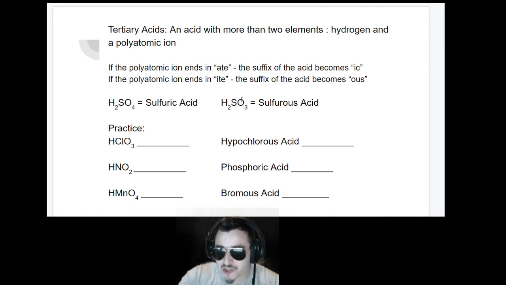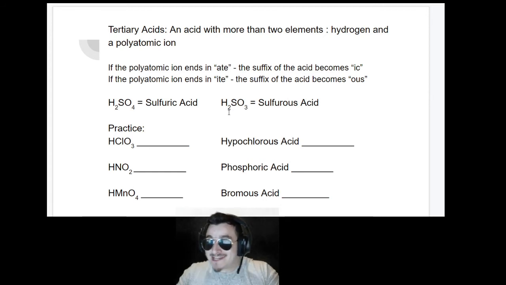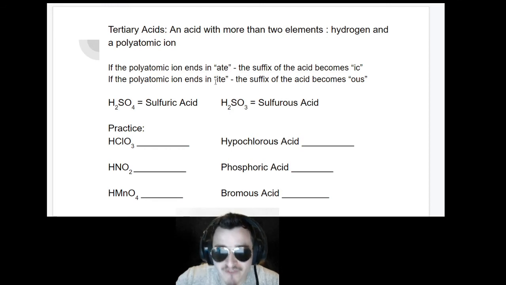Then if I look at H2SO3, all I care about is the SO3 with a charge of -2. I look at my chemistry gang chart. I find it. His name is sulfite. Oh my goodness. Sulfite. So therefore, the ending of the acid becomes -us. Sulfurous acid. So try to tackle these over here.